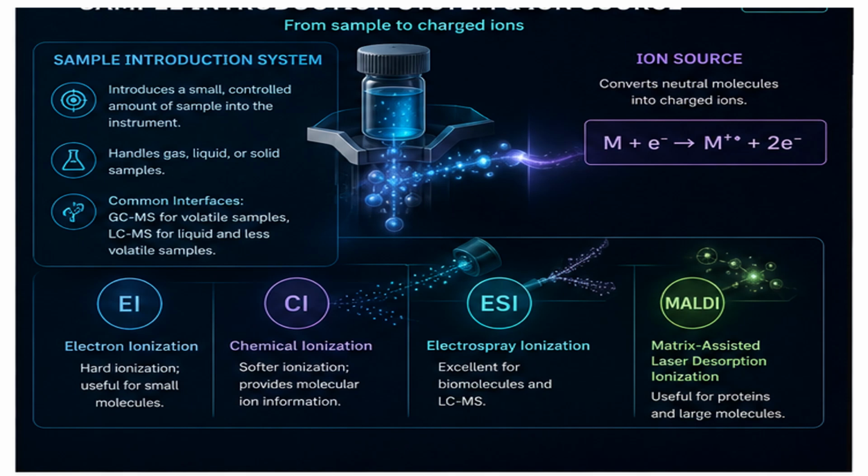There are different ionization techniques depending on the sample type. Electron ionization, or EI, is a hard ionization technique. It gives strong fragmentation and is useful for small molecules. Chemical ionization, or CI, is softer than EI. It produces less fragmentation and helps in finding molecular ion information.